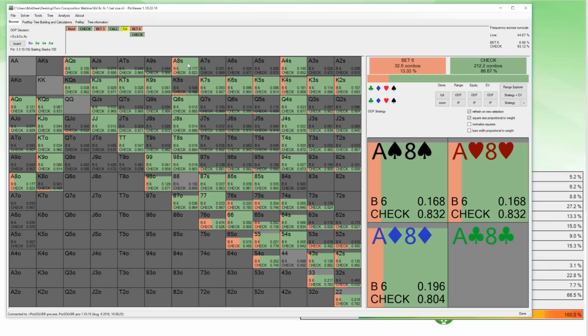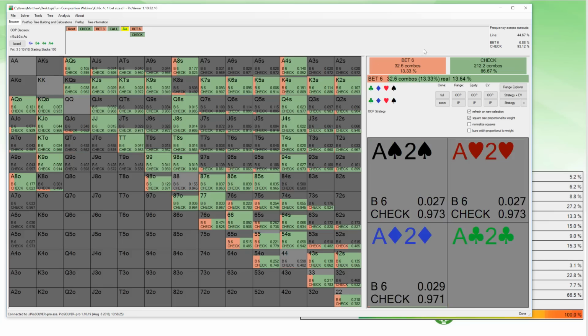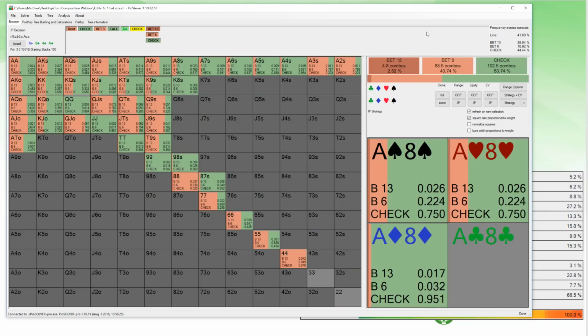Okay, so let's take a look at this. So in position, out of position does a little bit of leading on this ace of clubs. We're not going to really look into this too much, but he has some flushes. He's going to do some leading. So he checks, and we are going to be checking still a decent amount.